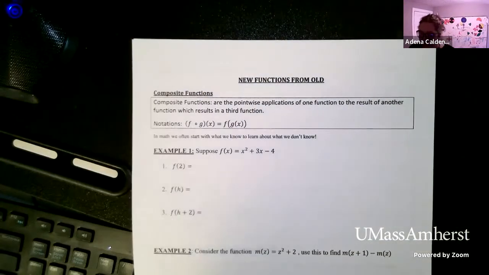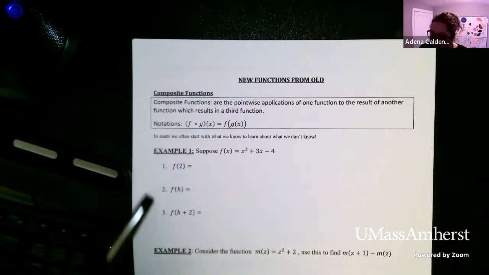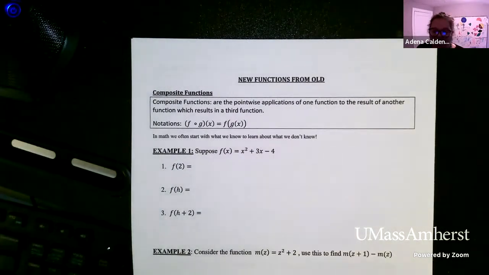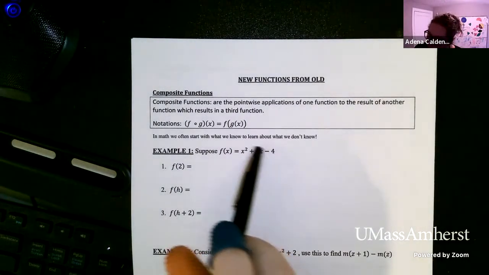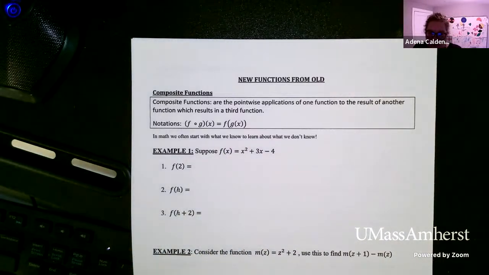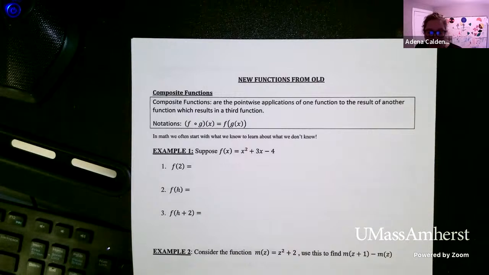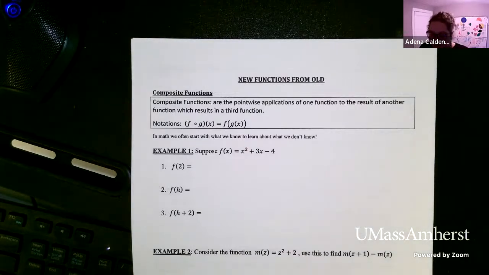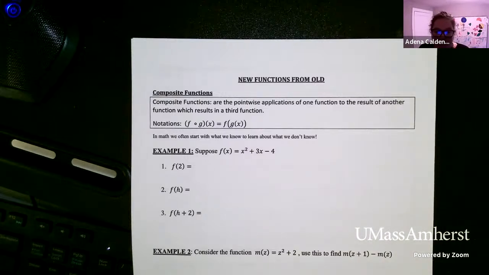Okay, so I want you to take 2 minutes and do 1, 2, and 3. First plug in the 2, then the h plus 2. And our function f of x up here is x squared plus 3x minus 4. So go ahead and try that out. I'm going to give you 2 minutes. Just jot down what those are going to look like, and then we'll go through them and talk about why it's relevant for what we're doing here.